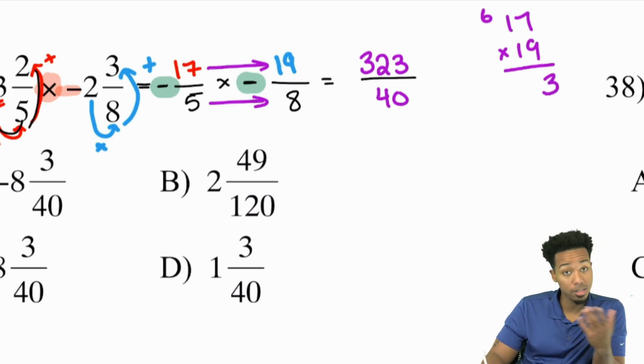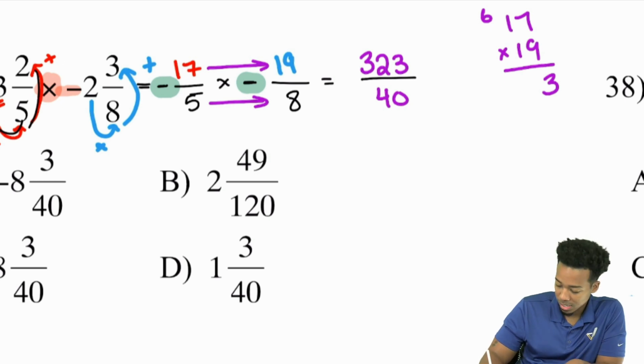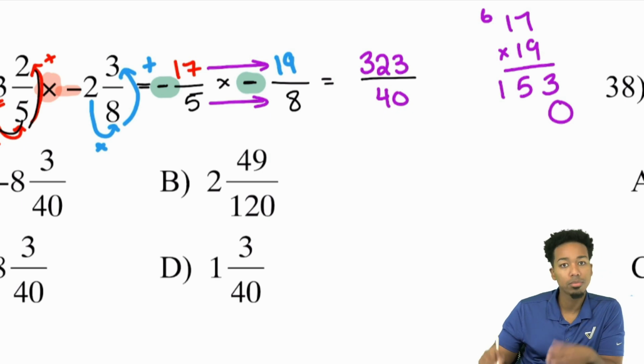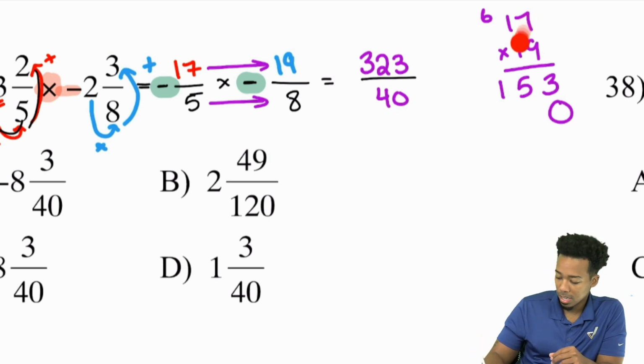1 times 9 is going to be 9. Then the 9 plus the 6 is going to be 15. Now from here, what we're going to do, bring that 0 and then multiply again. 7 times 1, that's going to be 7. And then 1 times 1 is going to be 1.